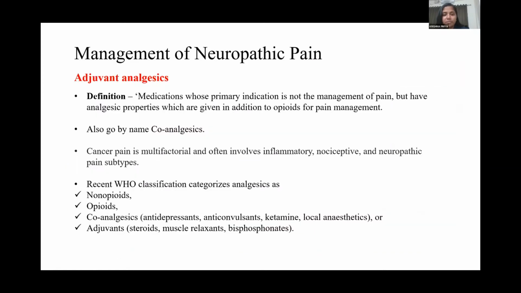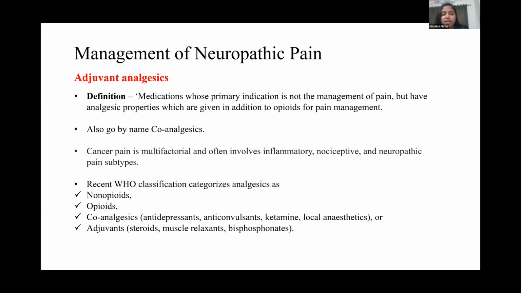So coming to the management of neuropathic pain, we will be discussing adjuvant analgesics of neuropathic pain today. So what is an adjuvant analgesic? These are medications whose primary indication is not the management of pain, but have analgesic properties, and are given in addition to opioids for pain management. So these are also called co-analgesics.